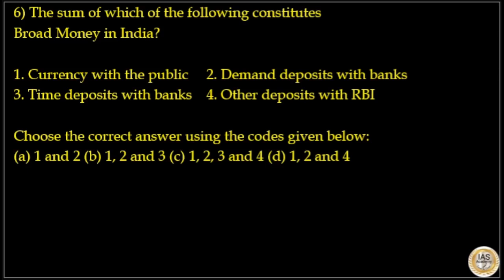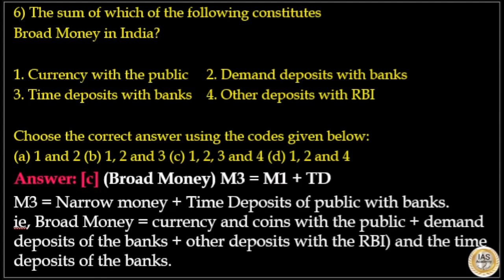Next: the sum of which of the following constitute broad money in India? Currency with the public, demand deposit with banks, time deposit with banks, other deposit with the RBI. Choose the correct answer using the codes given below. Here the answer to this question is option C, all the above.